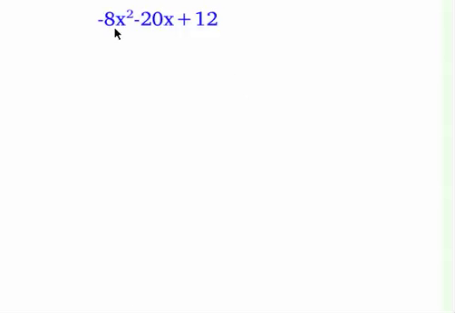Level 9 factoring. This is a trinomial, negative 8x squared minus 20x plus 12, or a second degree polynomial if you like. And we're going to be factoring this. We're looking first for a common factor, and we have one.